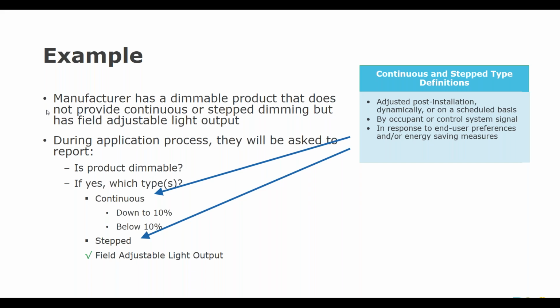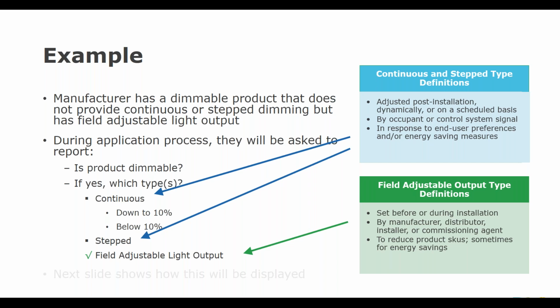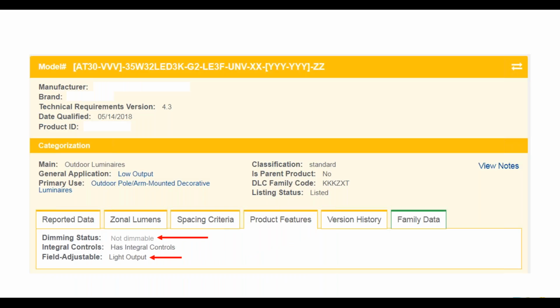So what the manufacturer is going to do here is they're just going to select the field adjustable light output product option. And so how this would be displayed is that under dimming status, it would show not dimmable, but it would show that it has the field adjustable light output. So what I'm trying to address here is that we're saying field adjustable is now designated as a type of dimming, but we're not saying that field adjustable products have to provide a dimming interface for occupants. Okay?